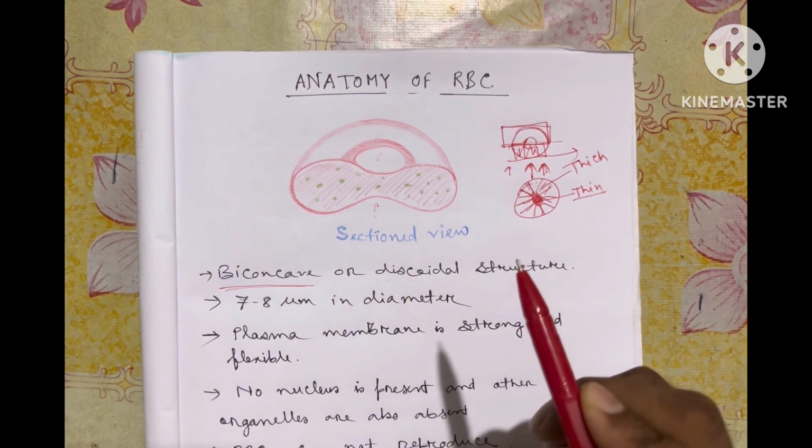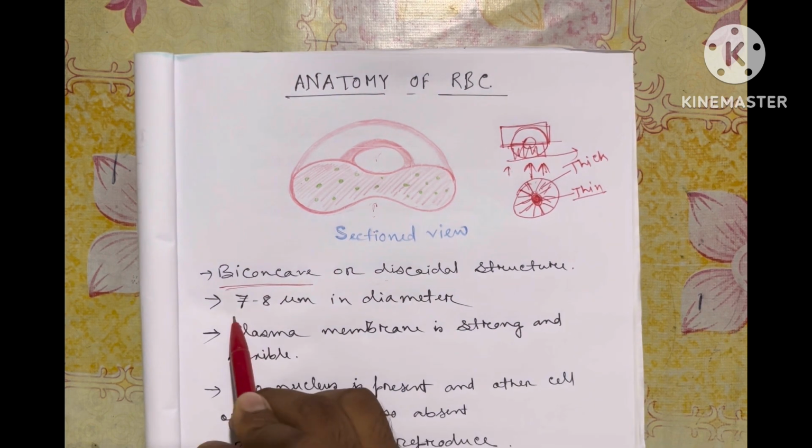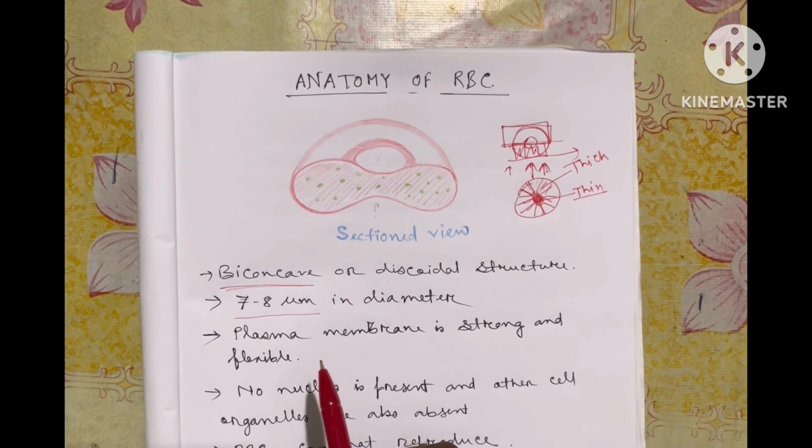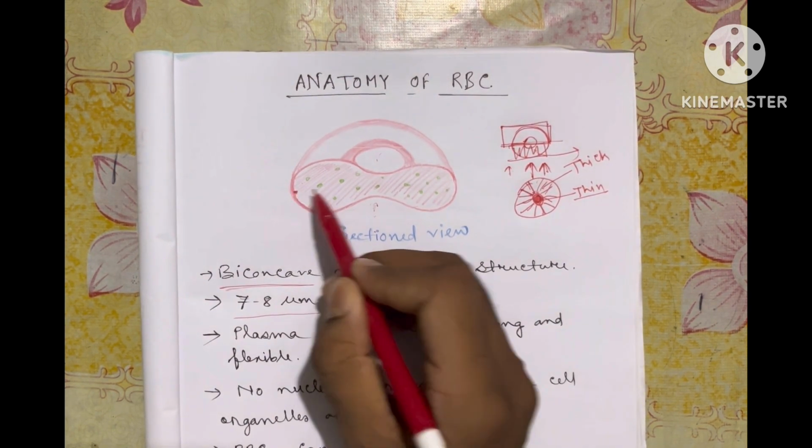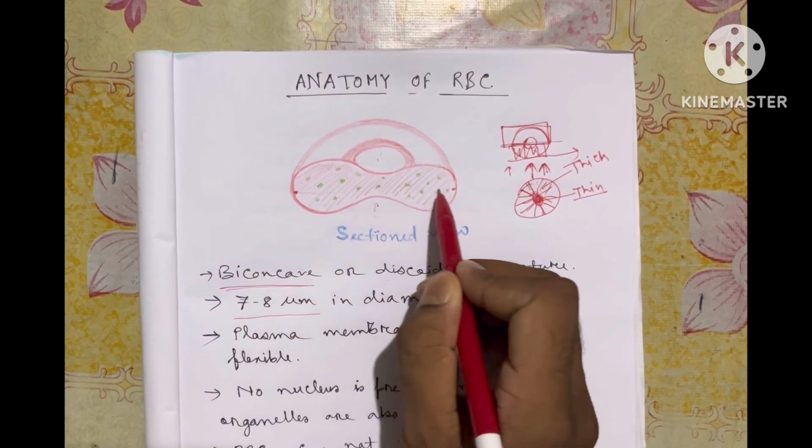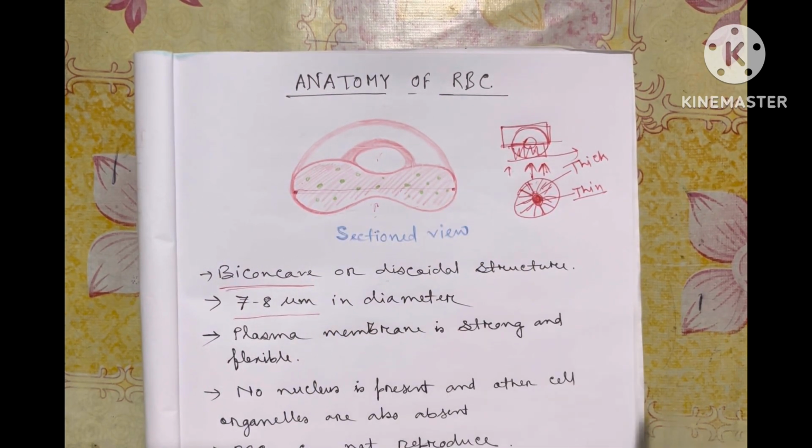What is the diameter of our RBC? Diameter is 7 to 8 micrometer. Diameter means from here to here, this much range. It is the diameter of our RBC. So diameter is 7 to 8 micrometer.